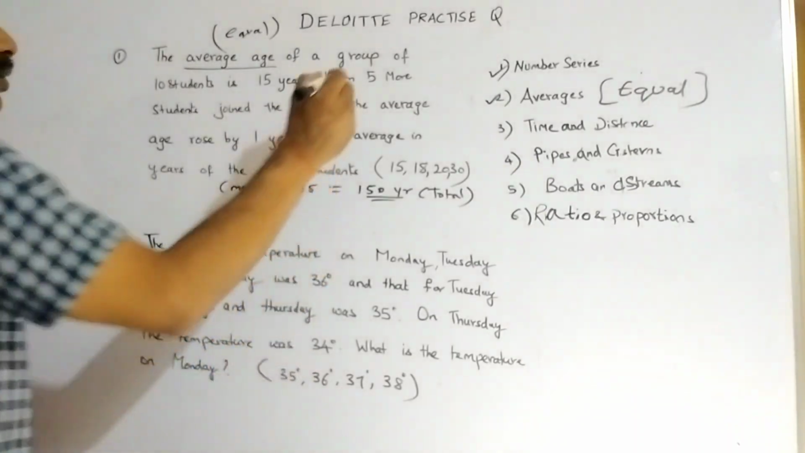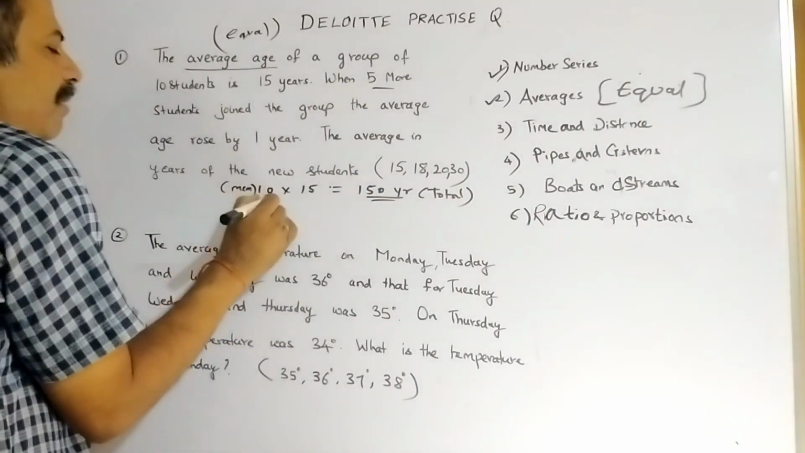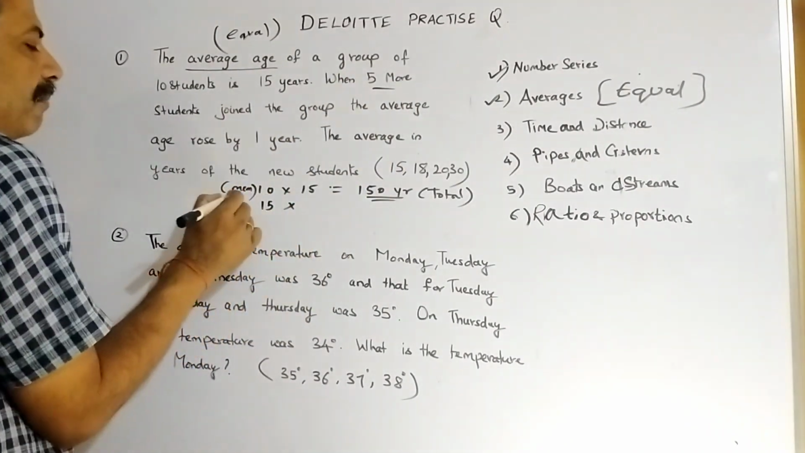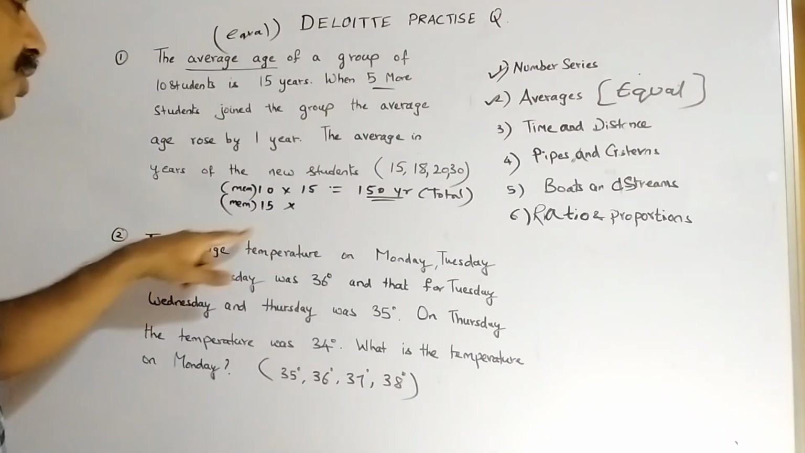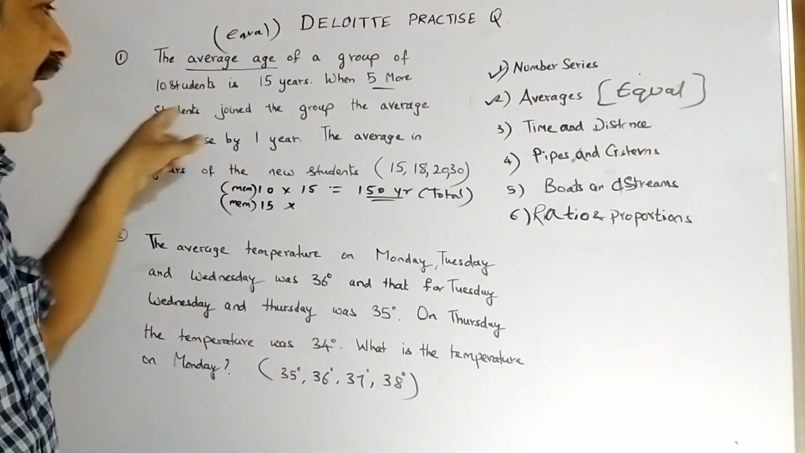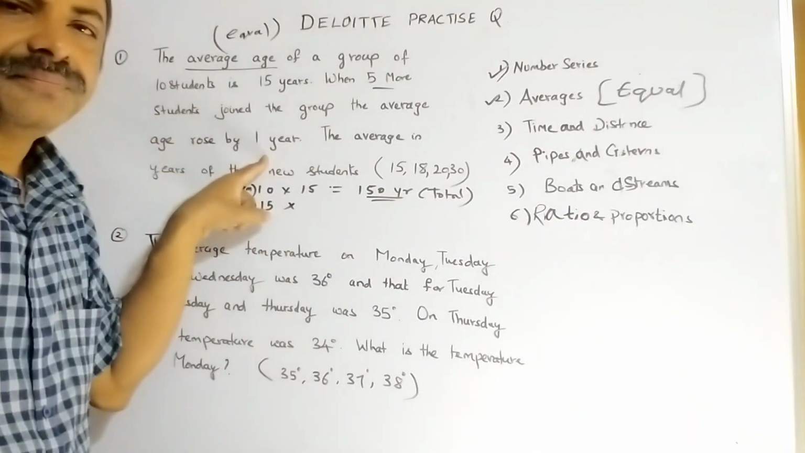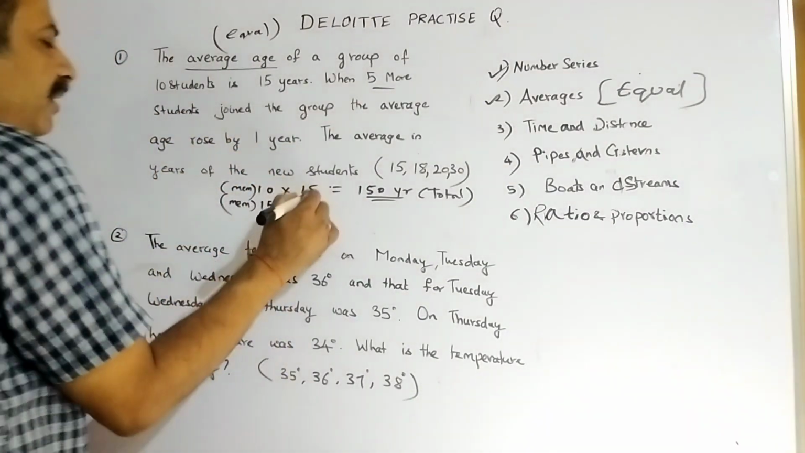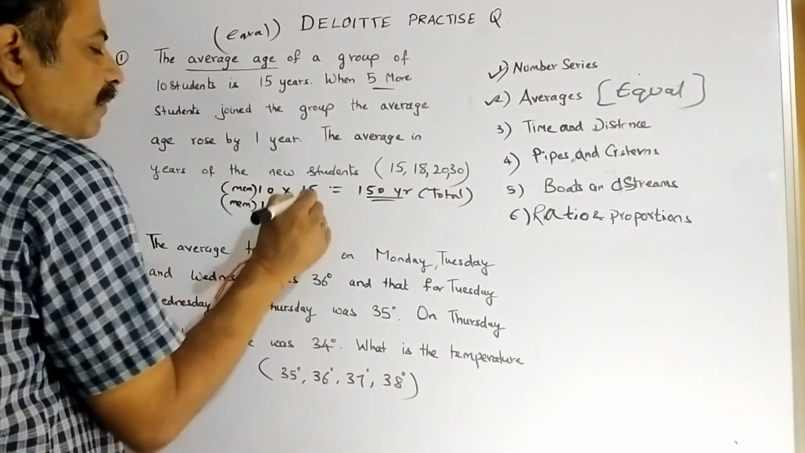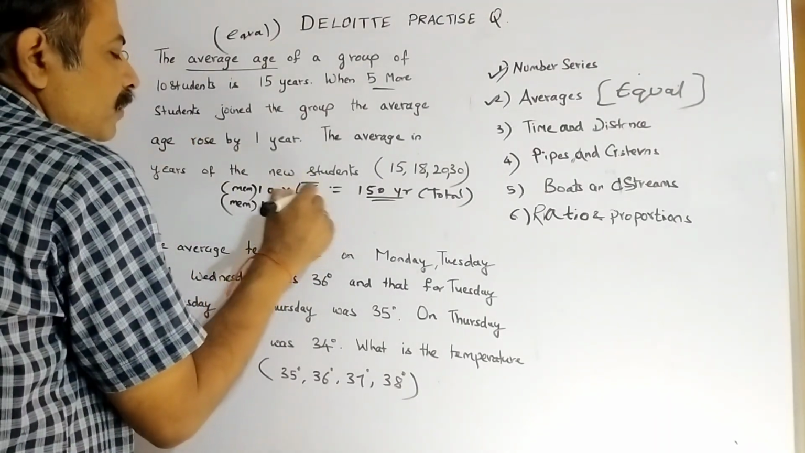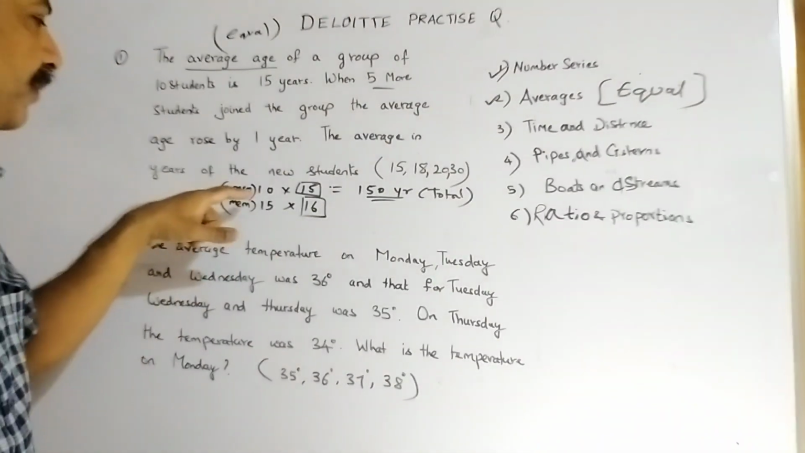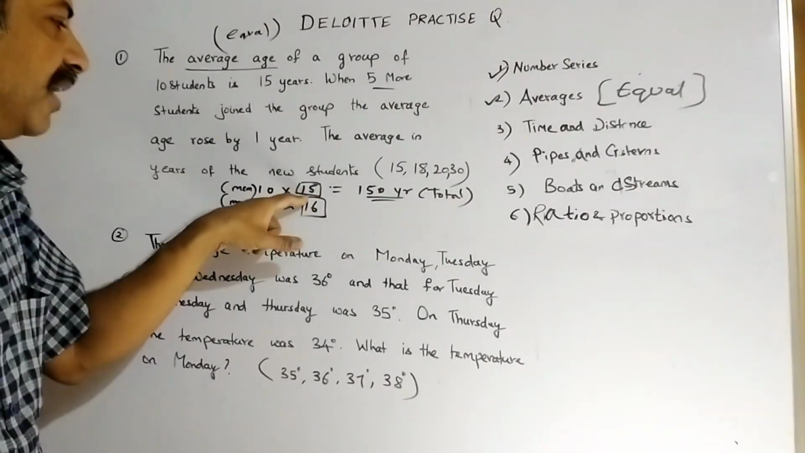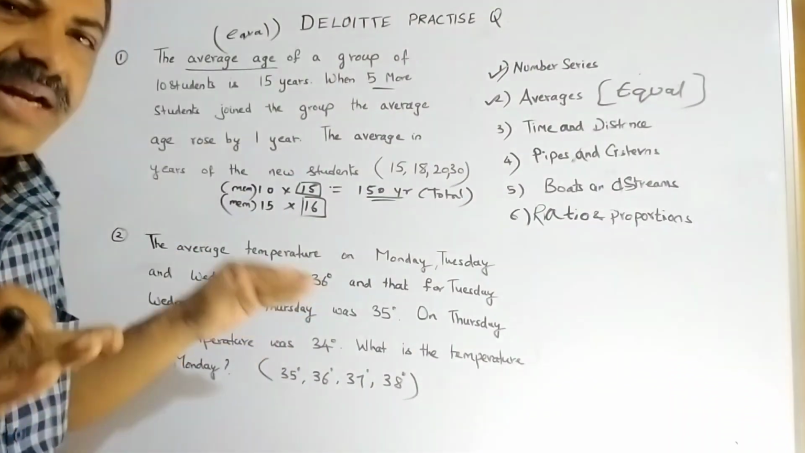Now 5 more students join the group. Then the 10 members will become 15 members. The average rose by 1 year. The average was 15, and it increases to 16. See how clear it is. So 10 members with an average of 15 years. Average means all are equal according to us.